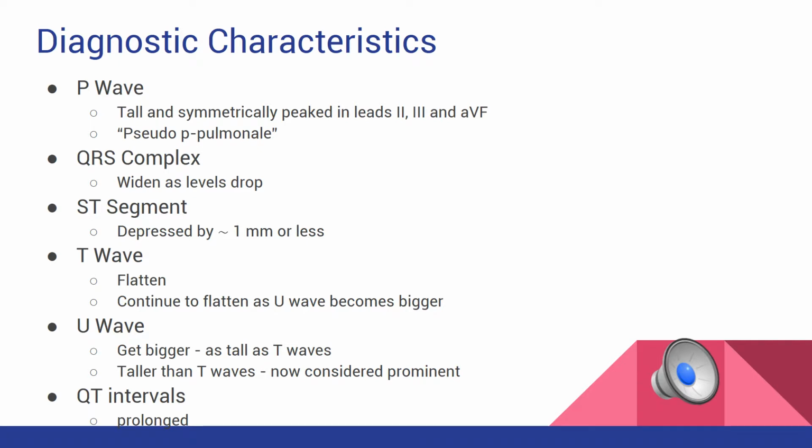So the U wave is just kind of like an extra wave that comes in after the T wave. And this will flatten as levels lower. It will kind of look like a double humped T wave if you look at it on the EKG. And if we look at it, the U wave continues to get bigger and the T wave continues to get flatter. So the U wave kind of takes over the T wave and gets taller as these levels get lower.